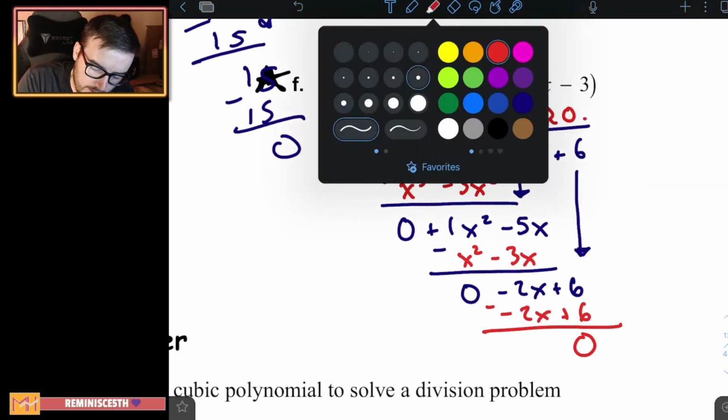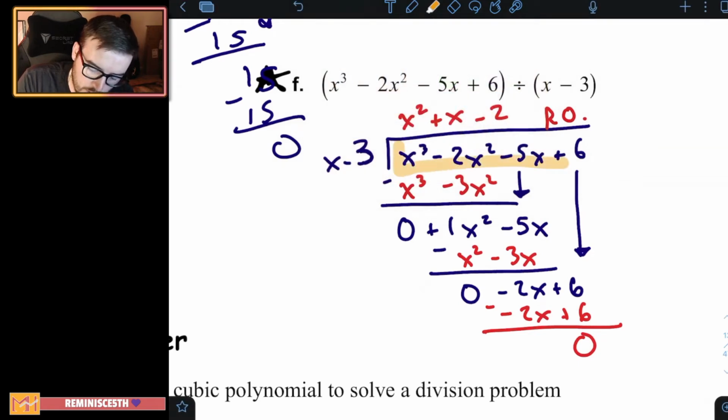So these would be my steps, right? The original problem, and then piece by piece as I solve the problem.